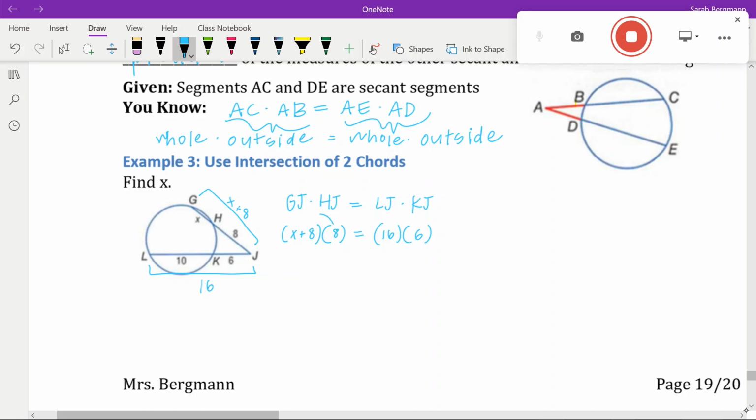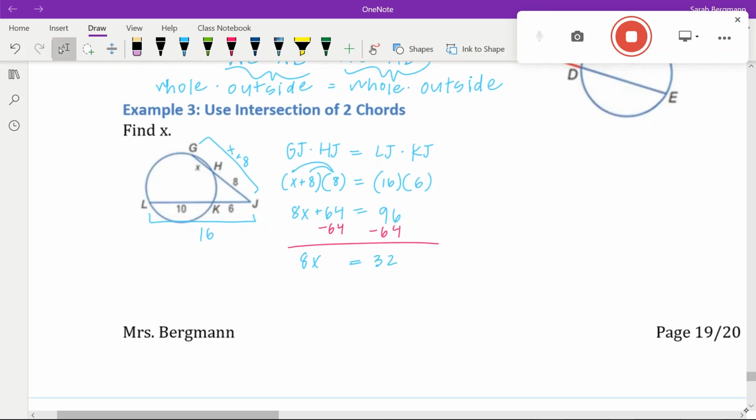On the left side, we need to distribute. 8 times x gives us 8x. 8 times 8 is 64. 16 times 6 gives us 96. Now to solve this, I need to get x by itself. The first step is subtract 64 on both sides. So I get 8x equals 32. Now I'm close to getting x by itself, but it's still multiplied by 8, so I have to divide by 8 on both sides. On the left side it cancels to give me 1, and on the right side I have 32 divided by 8, which is 4. So I just found x equals 4.